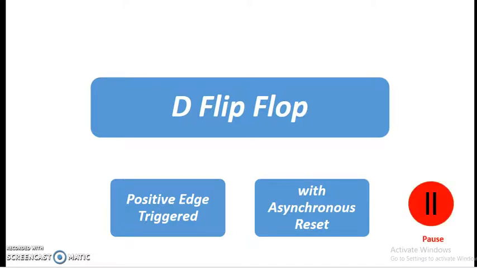So you can pause the video here and take out your pen and paper and write down in one line what you understand by asynchronous reset. Now, I hope you have written down what you understand by asynchronous reset.